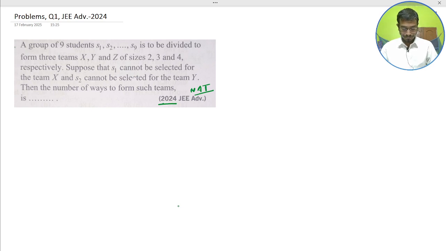So here, 9 students S1, S2, S3, ..., S9. Okay. 3 teams divided, 3 teams that are X, Y and Z.